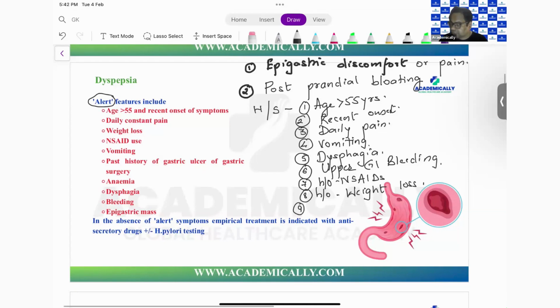Then we will look out for past history. In past history, we will see history of gastric ulcer or gastric surgery.